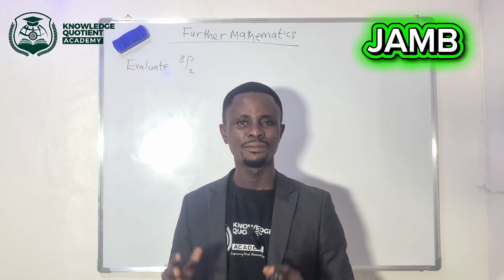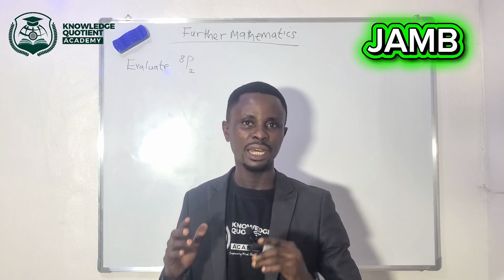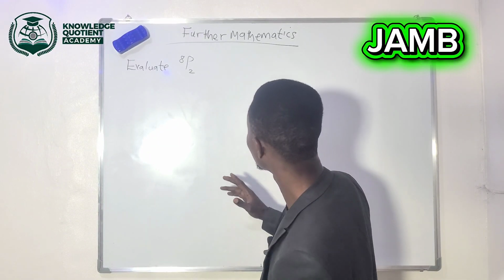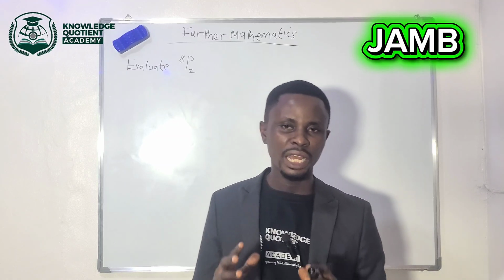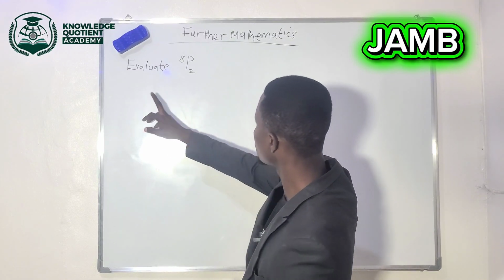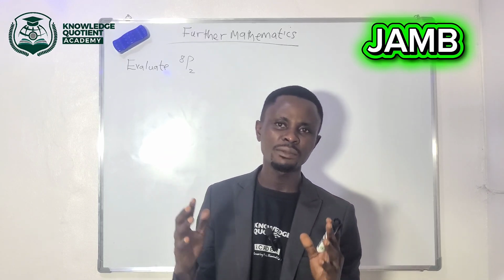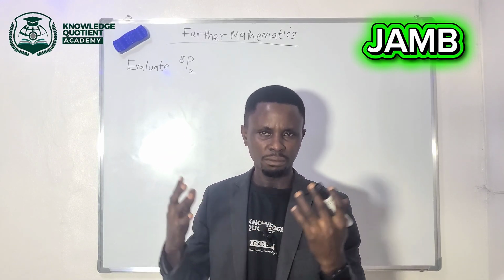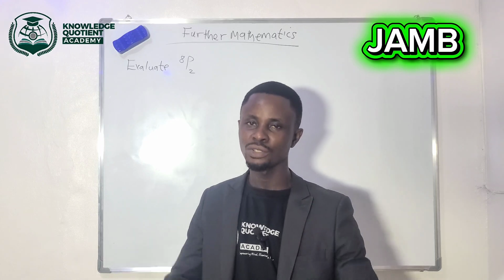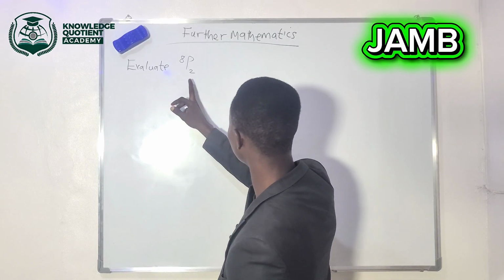Today we'll be looking at a very interesting topic in further mathematics. It's called permutation and combination. All right, so the question said evaluate 8 permutation 2. So if you are a JAMB student, you want to write JAMB this year, get your pen and jotter. Let's go.